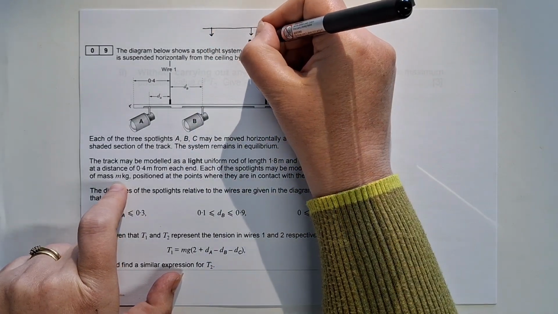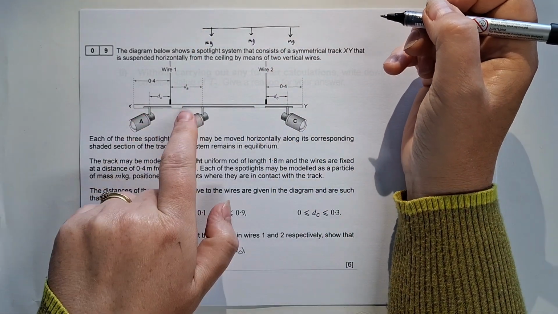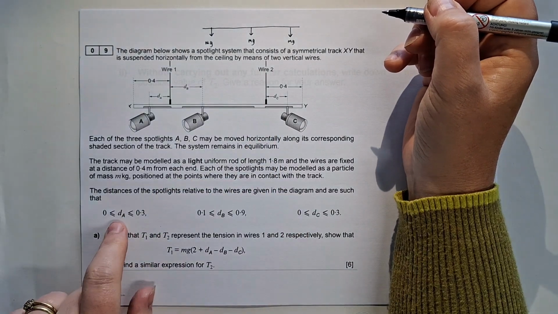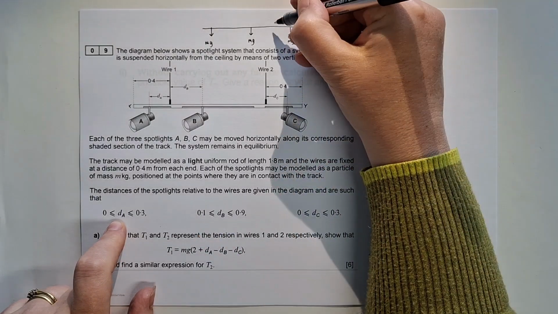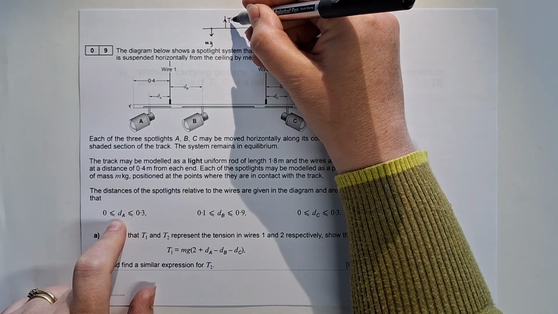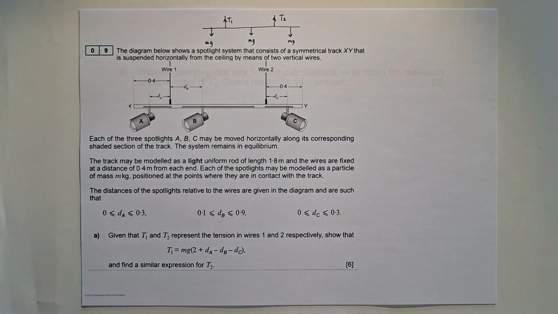I'm not going to read the whole question out. But they aren't fixed distances. So each of these distances can alter. Okay, and it gives you, in these 3 inequalities, the distances that it could vary between, right? And then you've got 2 wires, so you've got tension 1 and tension 2. Okay, so it's basically a moments question that's been dressed up to look terrifying.